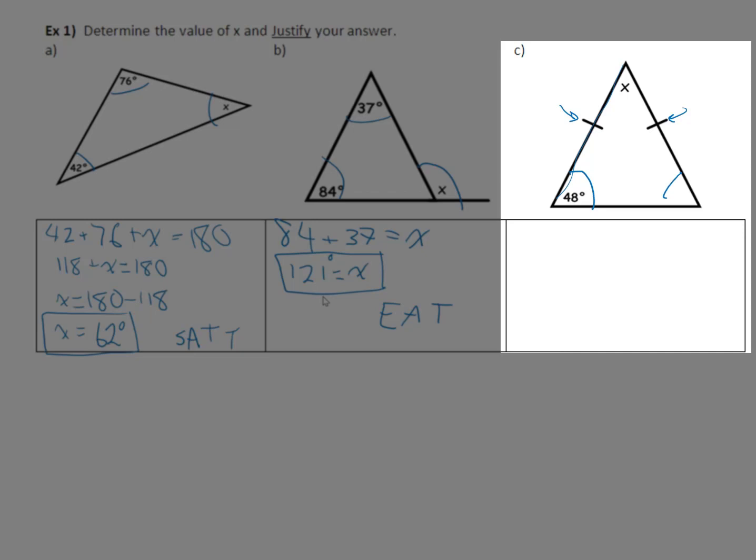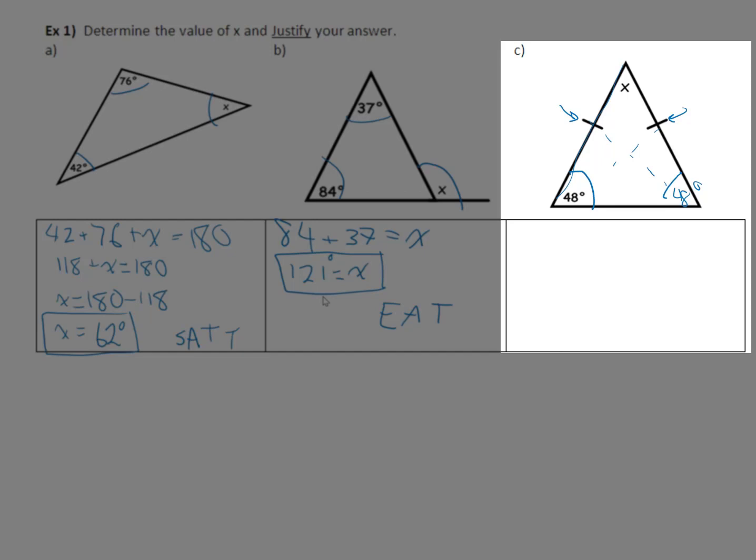So if those side lengths are the same and I find the opposite, it's over there, and I find the opposite for that, it's over there, that means that this is going to be 48 degrees. Now I can actually use the sum of the angles in a triangle theorem, or SATT.